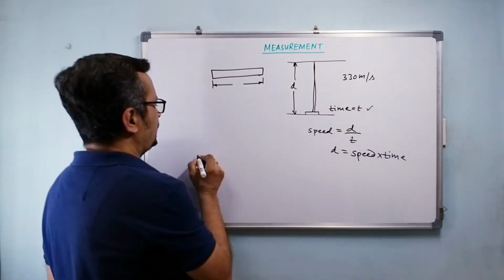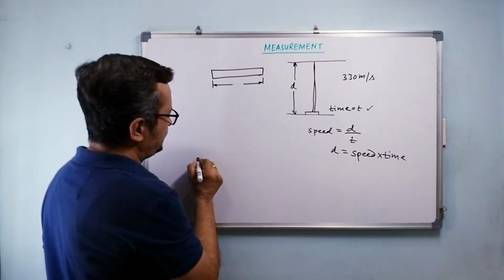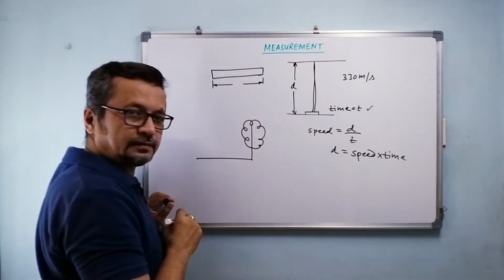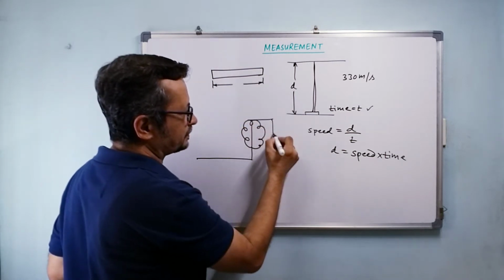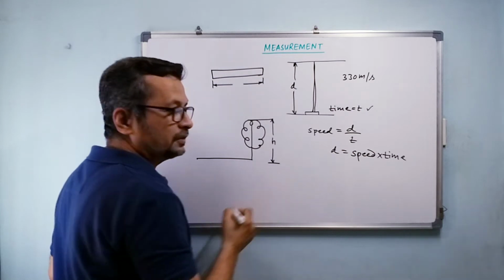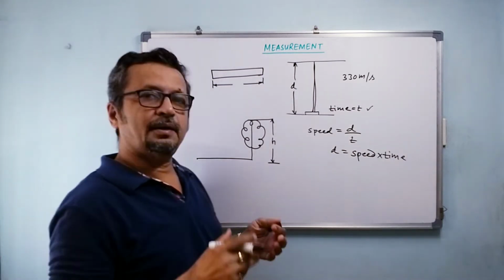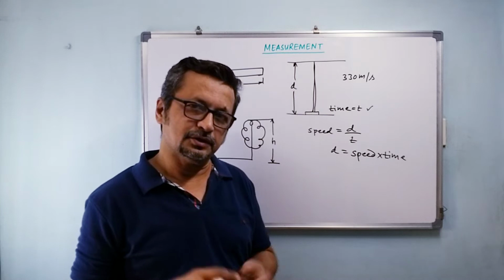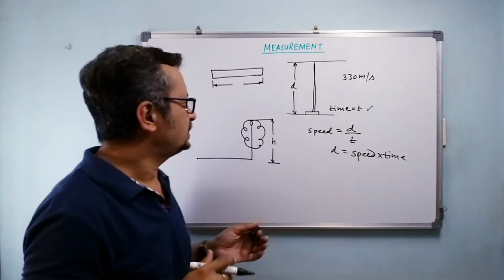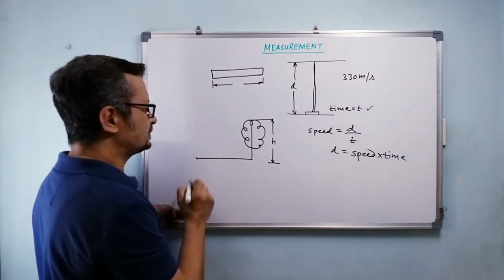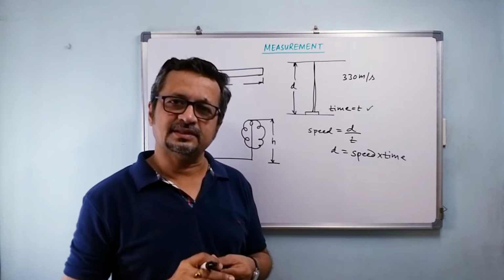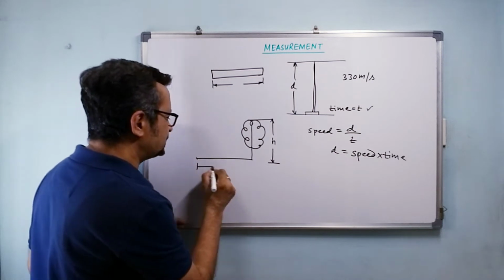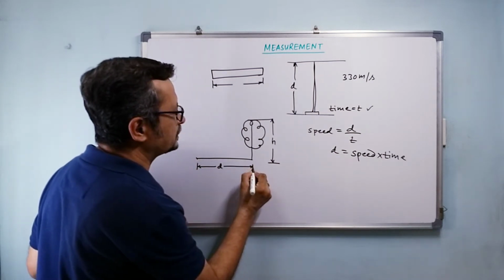For example, I'm standing here, and there is a tree over here. I want to measure the height of the tree, h. Now what do I do? Can I use a meter scale or a foot scale or that measuring tape used by carpenters? No, obviously not. It would be very difficult. Instead of that, I stand here and I use one instrument called a sextant. I place it at some known distance d from the tree.